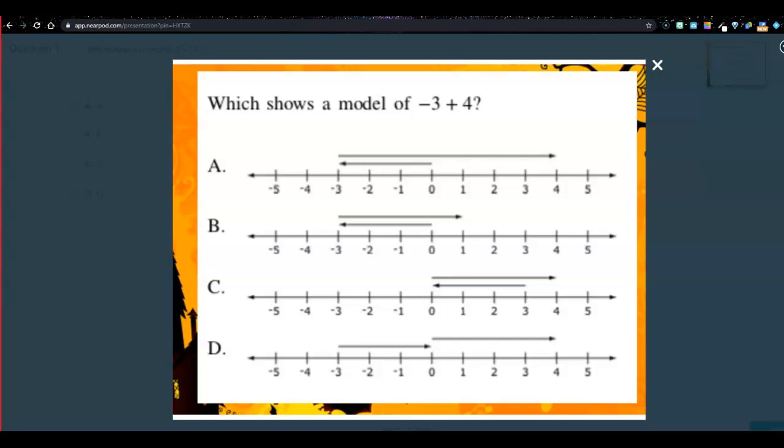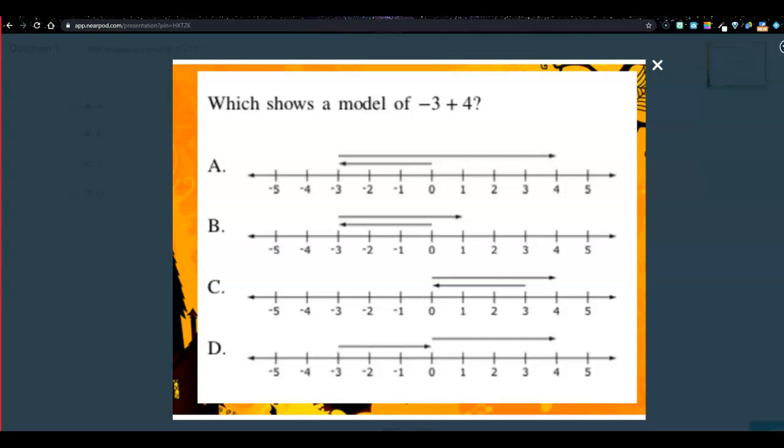It goes up to +4. And then when they did -3, they didn't go back 3 steps. They went way over down here to -3 and went back to 0. So they did some funky move in there. That's not what we do. Okay, so we could cross out C and D.